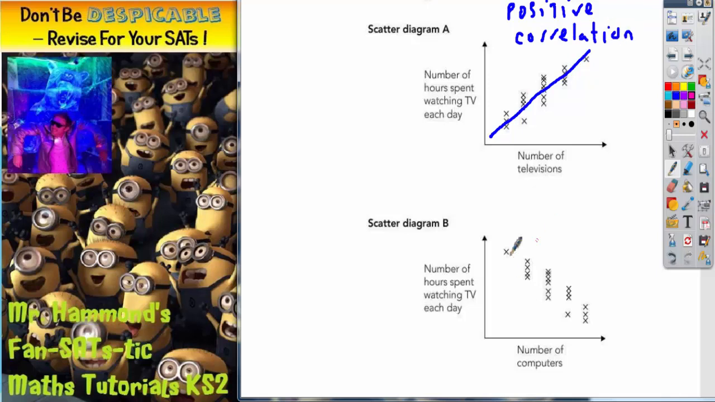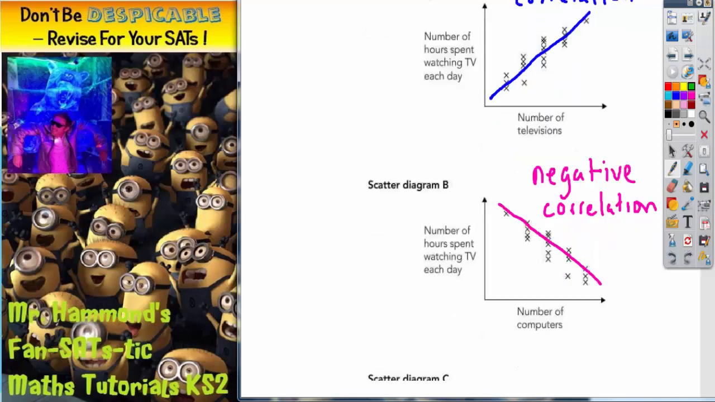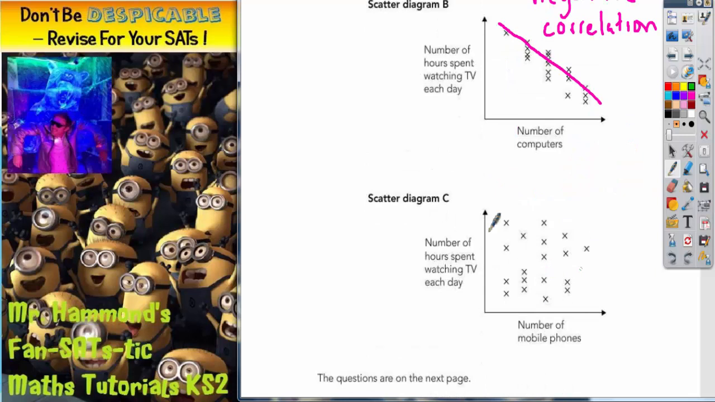If the crosses are pointing in a downwards direction, we generally call this negative correlation. If the crosses are scattered all over the place, like they are here, we generally say that there is no correlation. Remember, correlation is a posh word for connection. So if there's no correlation, there's no connection between the two things. So there's no connection between the number of mobile phones that there are and the number of hours spent watching TV each day. We'll discuss this further in a little while.